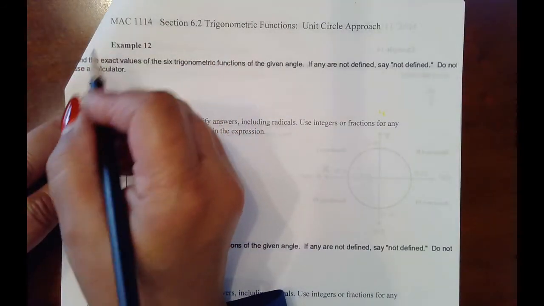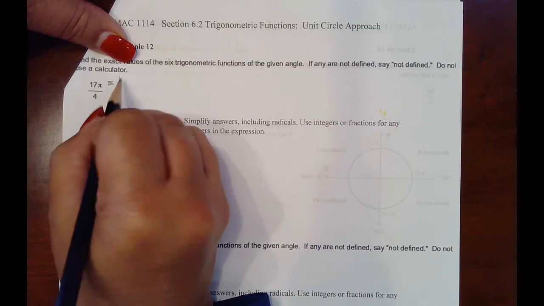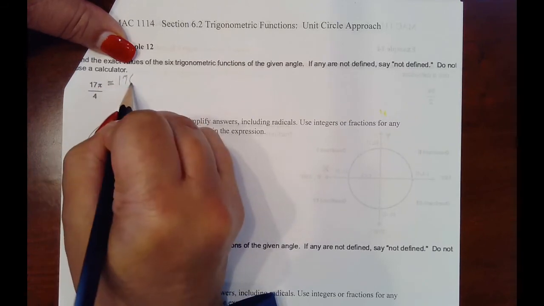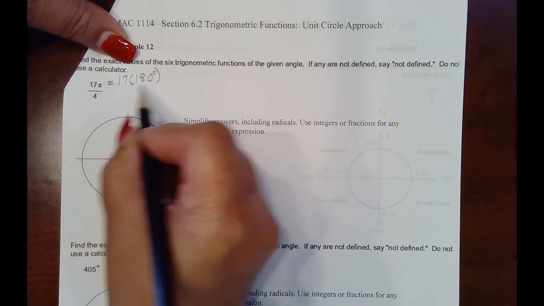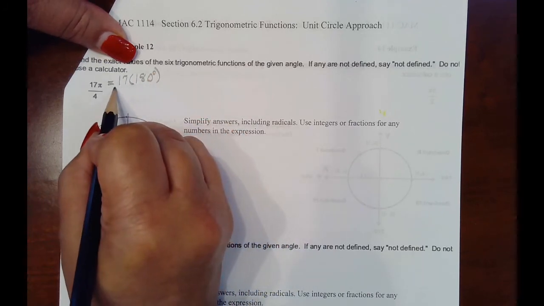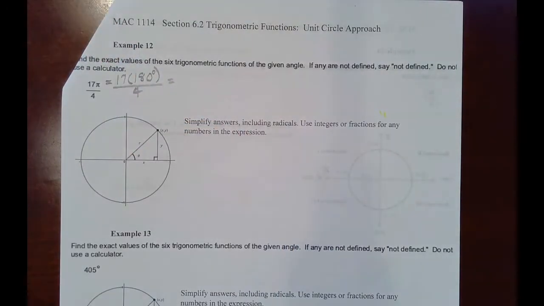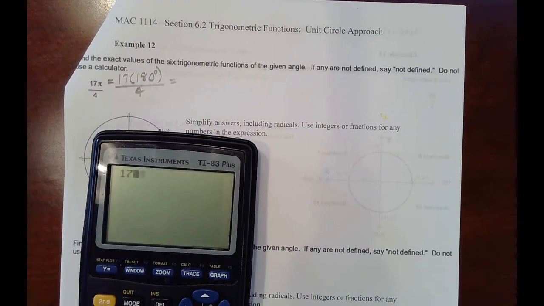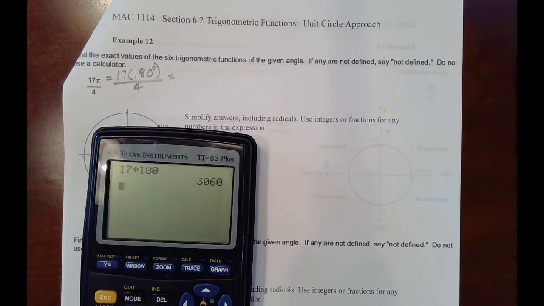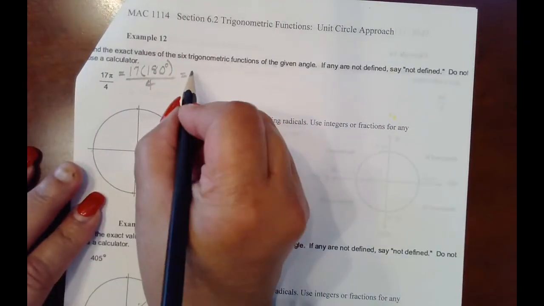But I'll do this one where I just pop a 180 right here. So this would be the same thing as 17 times pi. If I wanted to do it in degrees, well, then I would call pi by its degree type name, 180. 180 degrees divided by 4. So that would be equal to 17 times 180 divided by 4, and that would be 765.